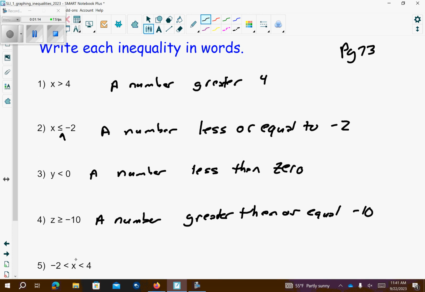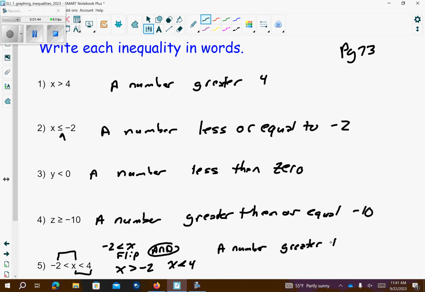So this one I want to split apart into 2 parts. Okay, so I have this. I'm going to flip this over, flip the sign over as well, and then I'm going to have this written just as is. Because this was put together originally, the word "and" is going to be used. So we're going to say a number greater than -2 and less than, and you want this word in there, less than 4.